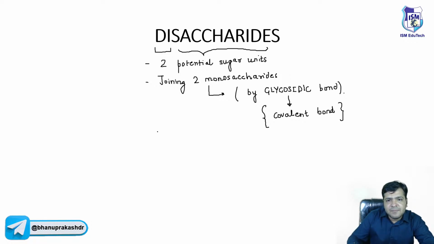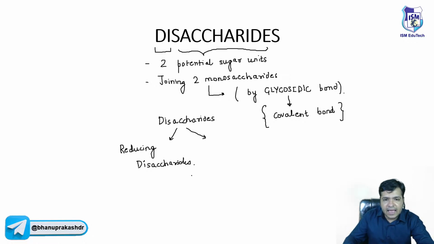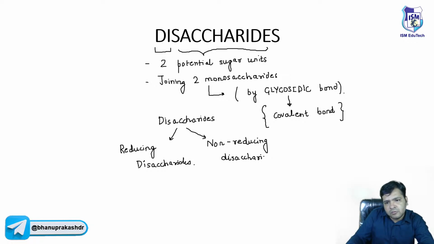Now, disaccharides can be grouped into two parts. Remember beta, we have reducing disaccharides, and we have non-reducing disaccharides. Yes, everyone is right. Anshul, right beta.